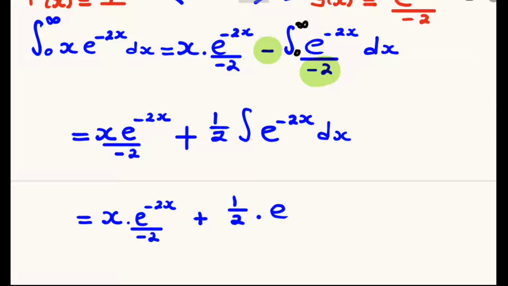So our integral was from 0 to infinity. So the integral of e raised to the power negative 2x is e raised to the power negative 2x divided by the derivative of the negative 2x, which is negative 2.